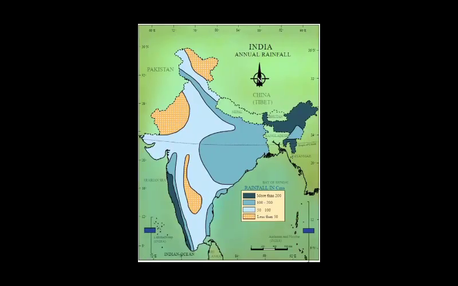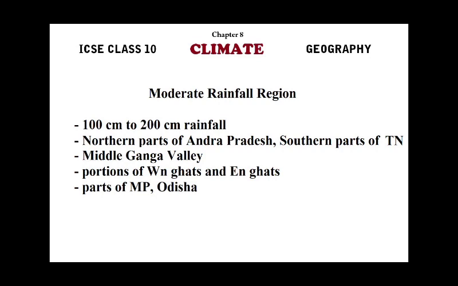So let's have a look at the map again. So the dark shaded areas are the areas that receive heavy rainfall, right? The west coastal region, that is the areas in the windward side of the Western Ghats as well as the northeastern states. Now the second region is the moderate rainfall region. In this area rainfall is actually between 100 centimeters and 200 centimeters. The main area includes northern parts of Andhra Pradesh, southern parts of Tamil Nadu, Middle Ganga Valley, then some portions of Western Ghats as well as Eastern Ghats. So these are the areas that receive moderate rainfall.